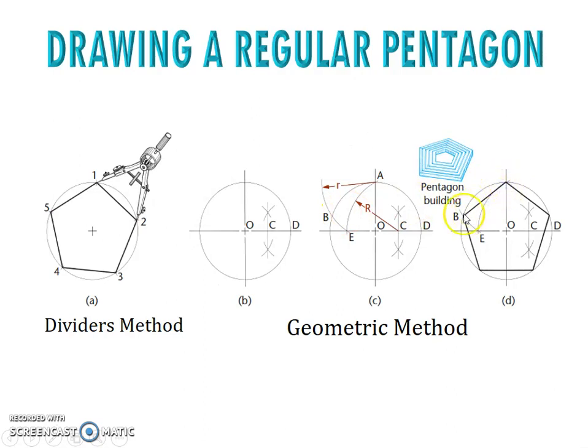By using that distance, you can repeat the divider method and put it at B here, and you get a point on each of the sides. Then you just connect the points. This geometric method is usually used when you are given the circle only and the distance of the pentagon side is not given, then you have to use the geometric method.